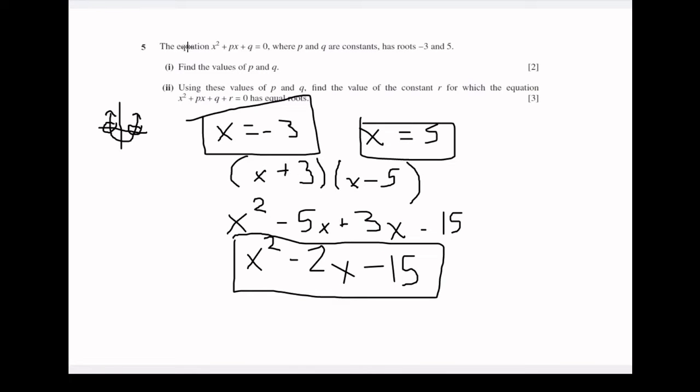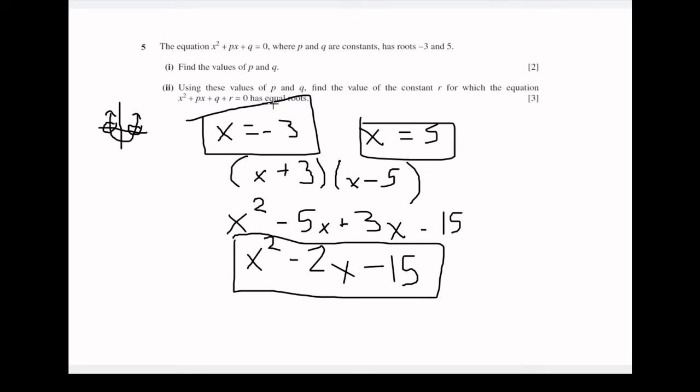Alrighty, so this next one says, using these values of p and q, so using these values just means we're using the math we just did, so x squared minus 2x minus 15 is going to be the answer we continue on with. We're supposed to find the value of the constant r, for which the equation x squared plus px plus q plus r equals 0 has equal roots.